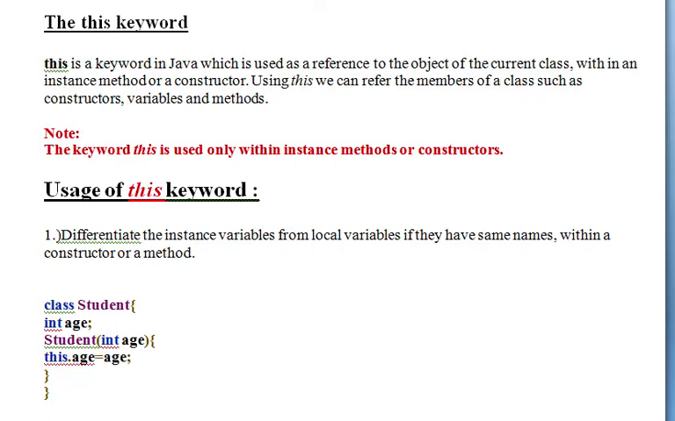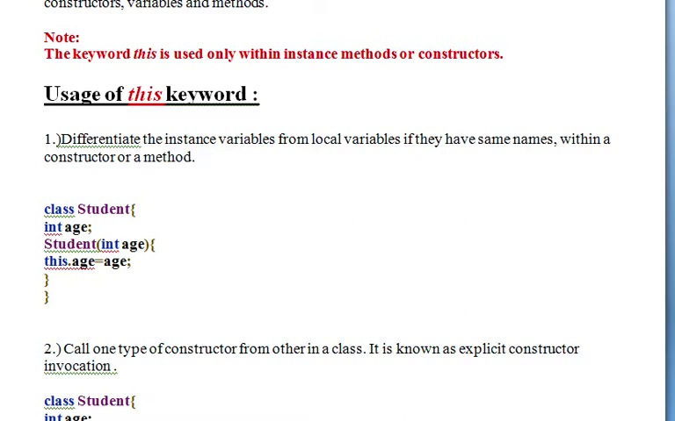It is used within an instance method or a constructor. Means this keyword is used basically only within the instance methods or the constructors of the class. Using this, we can refer to the members of a class such as constructors, variables and methods. As I've told you, this is a reference variable to the current object. So this keyword is used to refer to the members of the class like the constructors, the variables and the methods.